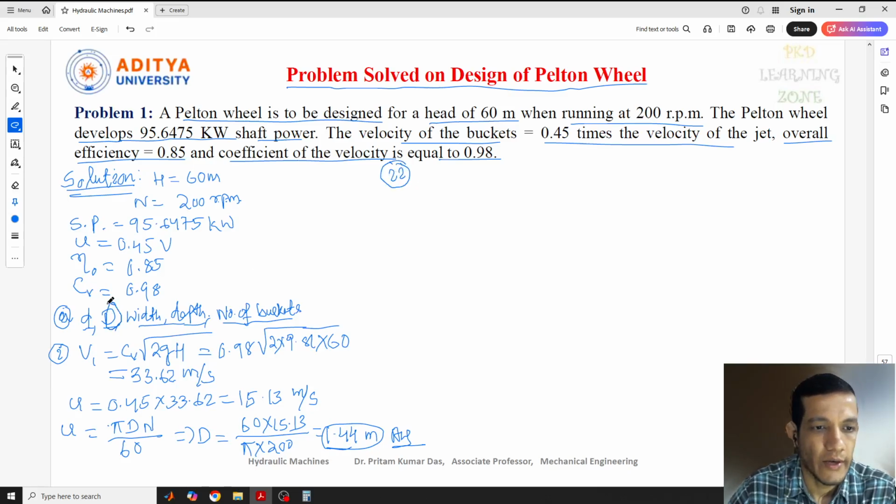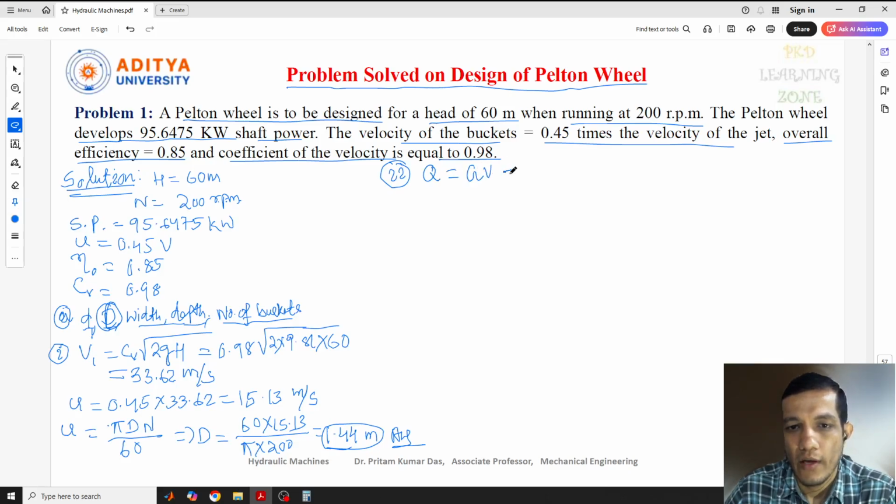This one is calculated. Okay, now we'll go for the second one, the diameter of the jet. Where can you find the diameter of the jet? We know that Q equals A times V, and here A is pi by 4 d square, multiplied by V. From this we can get the value of the diameter.